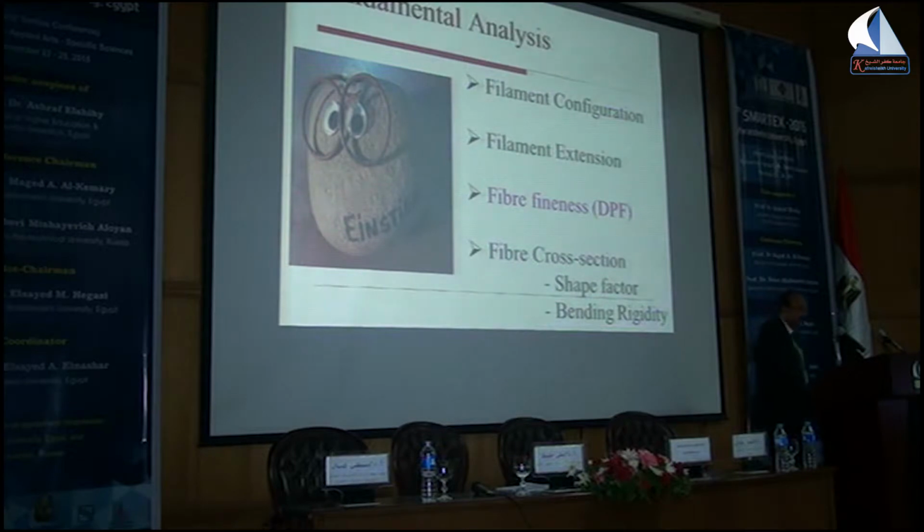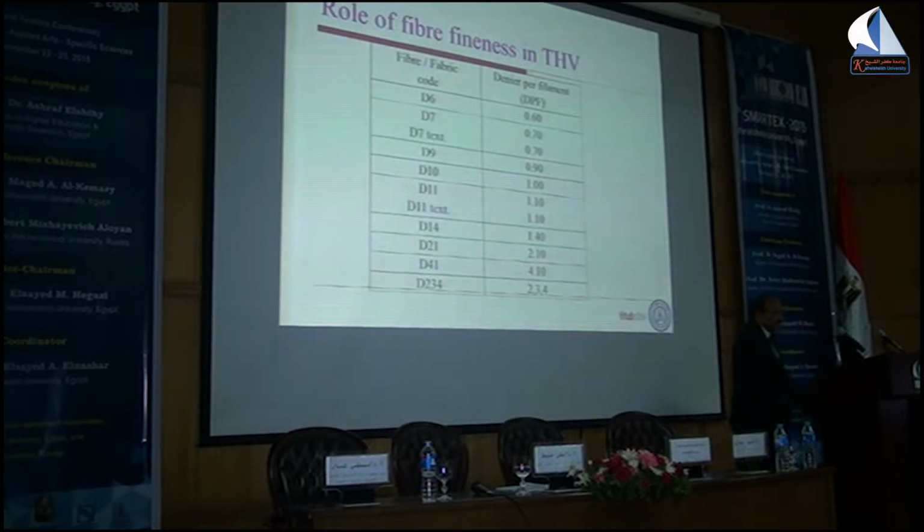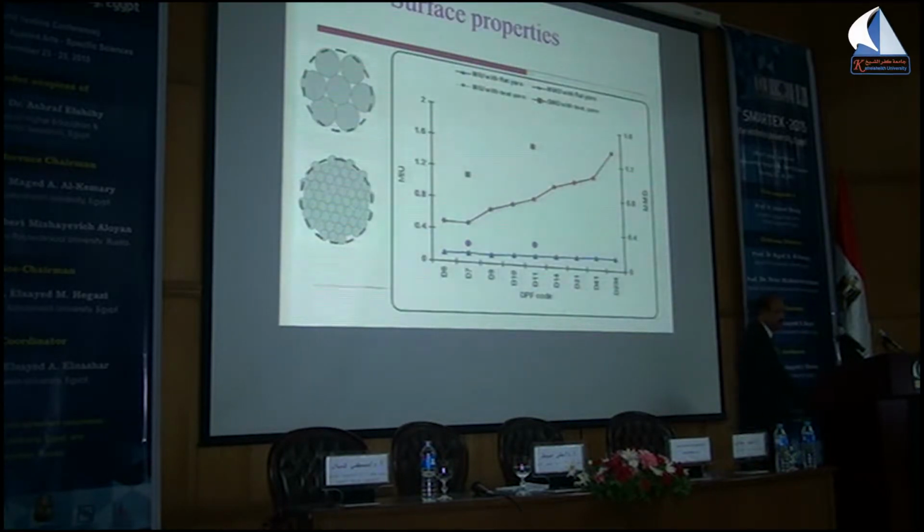Then we try to understand the role of fineness, which is expressed here in terms of DPF, that is denier per filament. A wide range of denier per filament has been taken, starting from 0.6 to 4, and the last one is a mixed denier. That means 3 different deniers are mixed, and fabric samples are produced and their hand values are measured, and you can see the result.